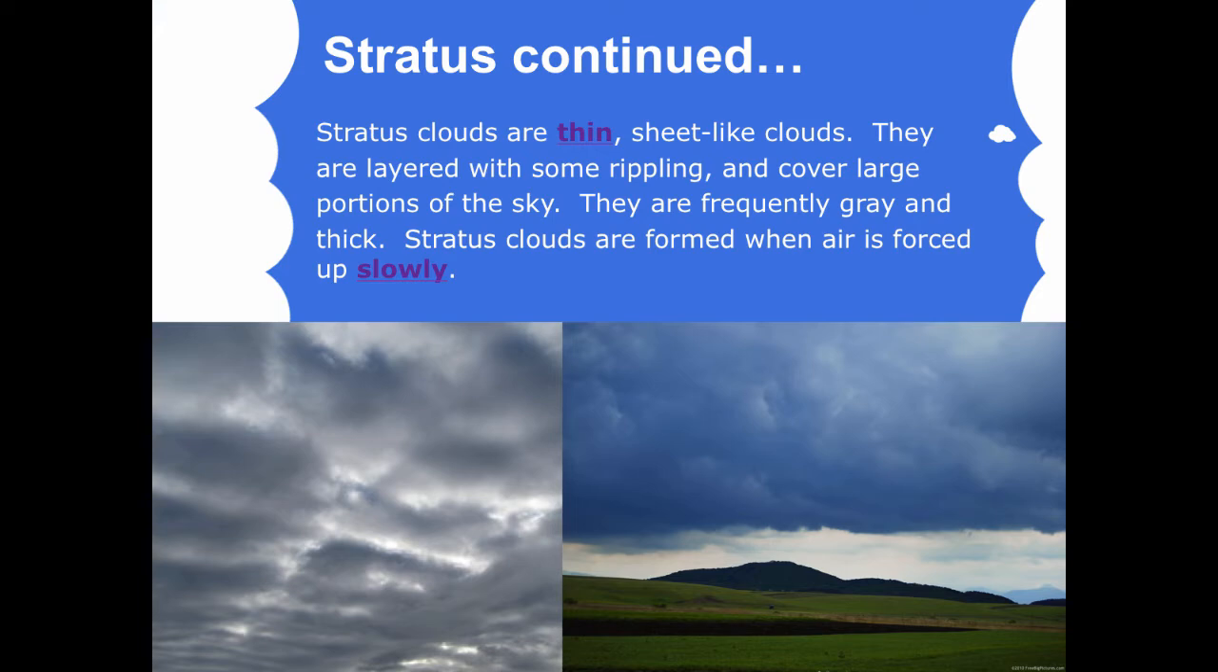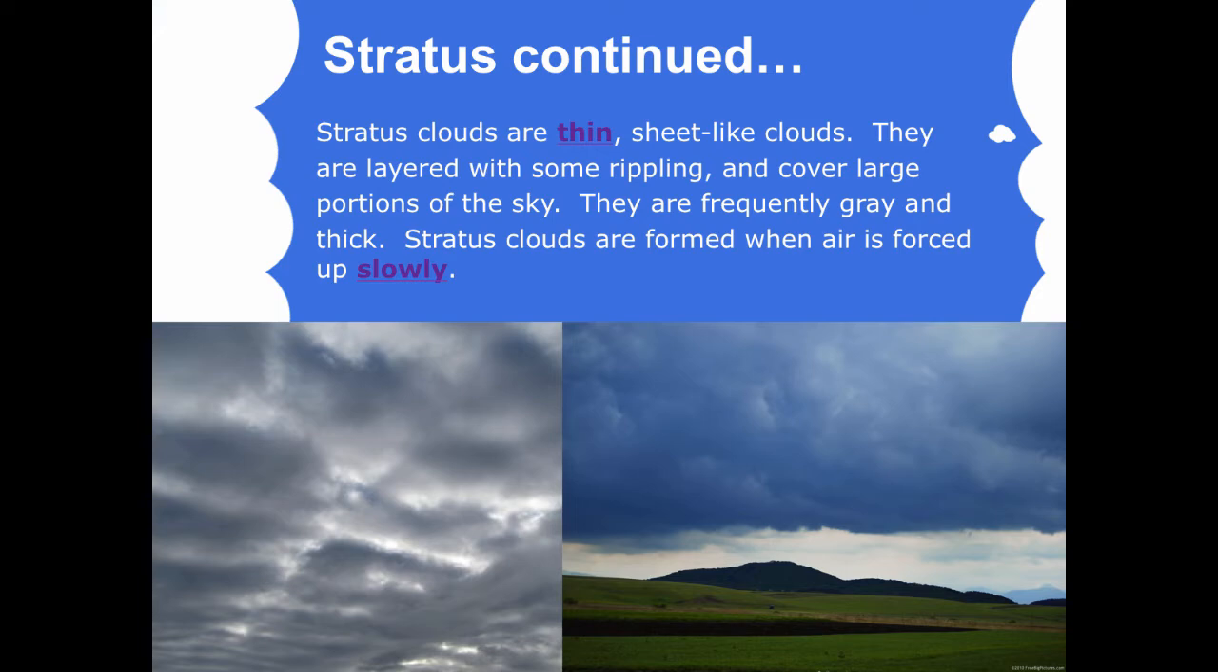So stratus clouds are thin, sheet-like clouds. They are layered with some rippling, and they cover large portions of the sky, and you're usually going to see them in that gray color. These clouds form when air is forced up very slowly. So you notice that they're not that high.